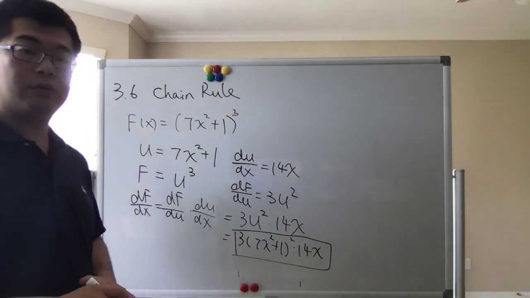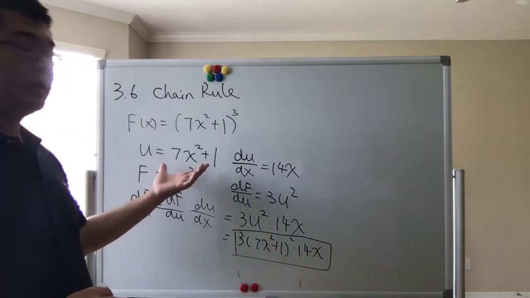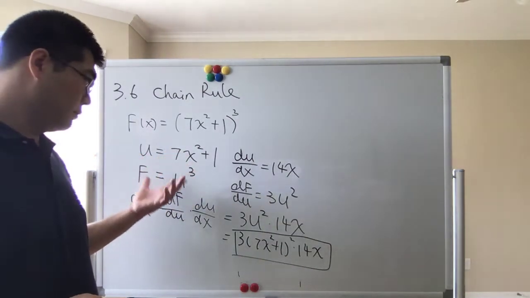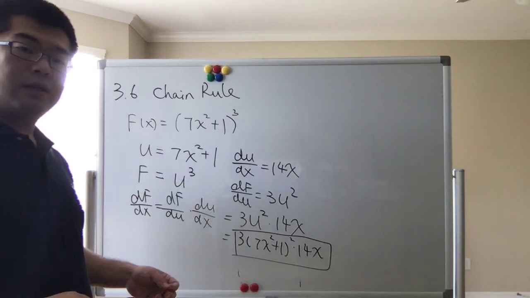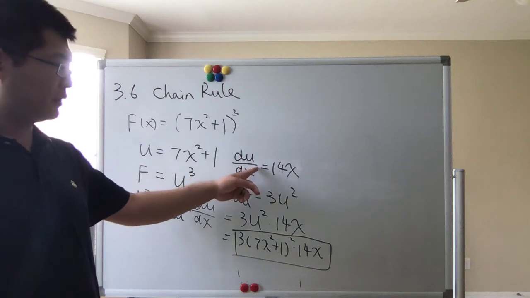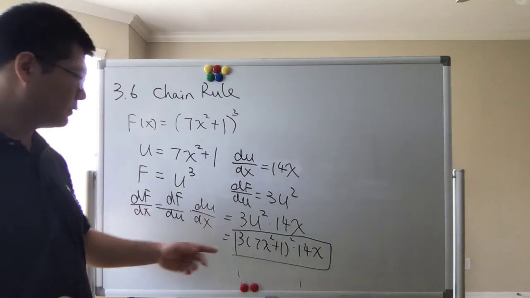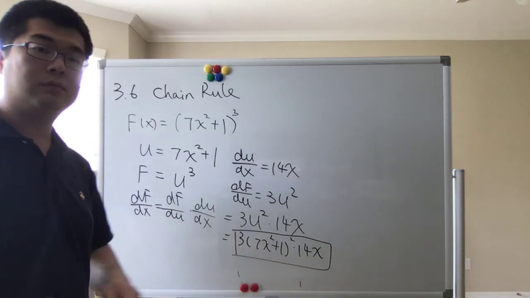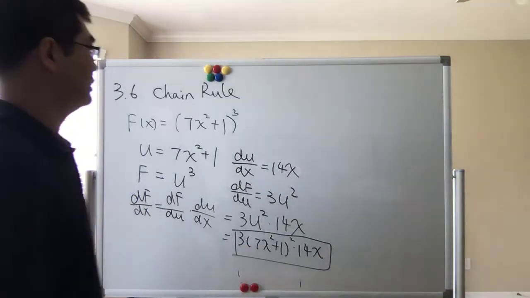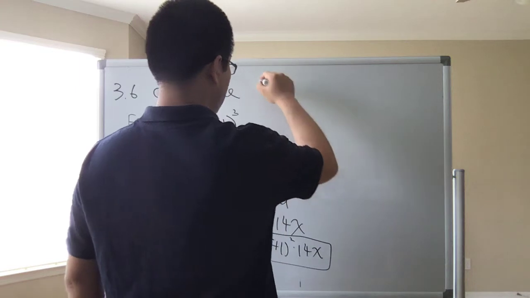Okay, guys? So find the inside function, make the substitution, and then figure out du dx, df du, multiply, substitute back, done. So this is the second one. Now let's look at another problem.